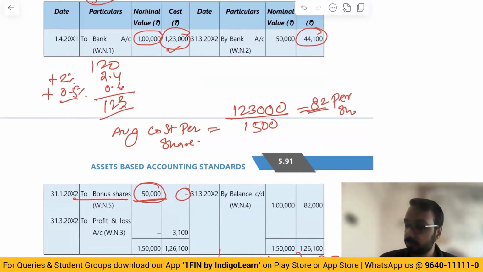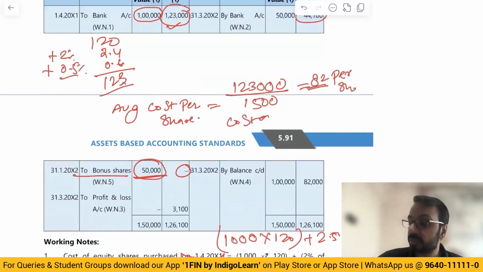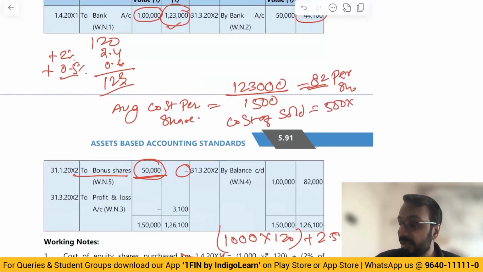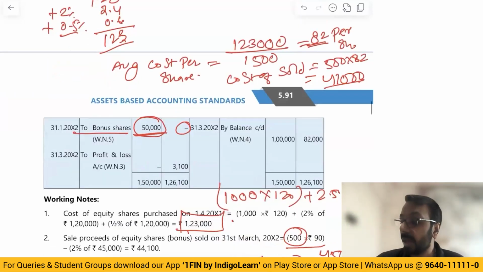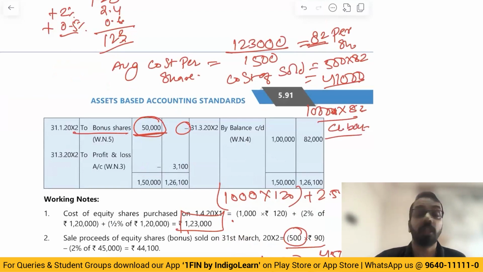Now what do we do? Cost of shares sold is equal to 500 into 82. 5 8s are 40, so 41,000 is the cost of shares sold. And the balance 1000 into 82. This is my closing balance. So we'll follow the average basis, not FIFO or something. Unless the question mentions it, we'll follow the average basis.